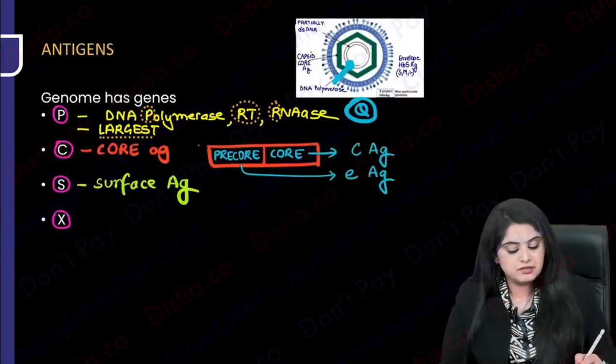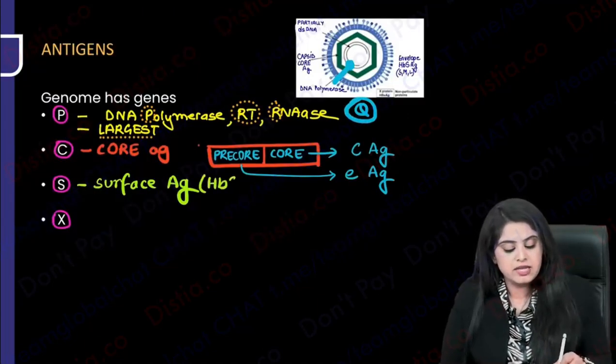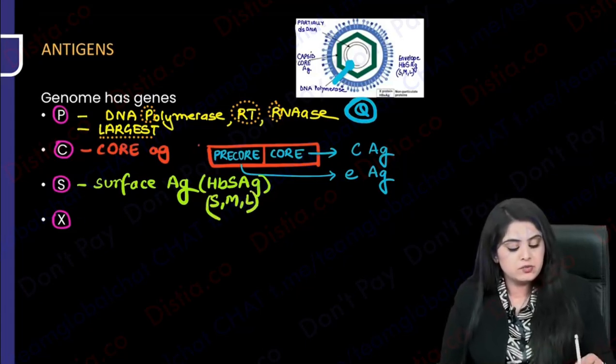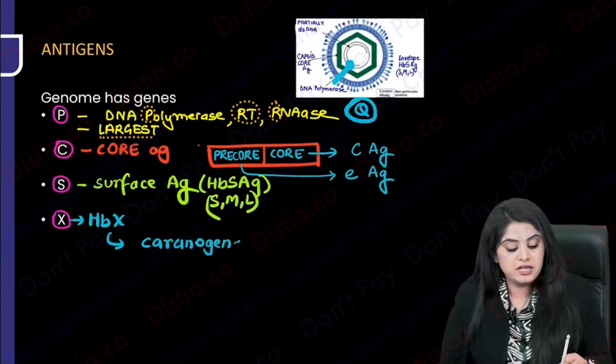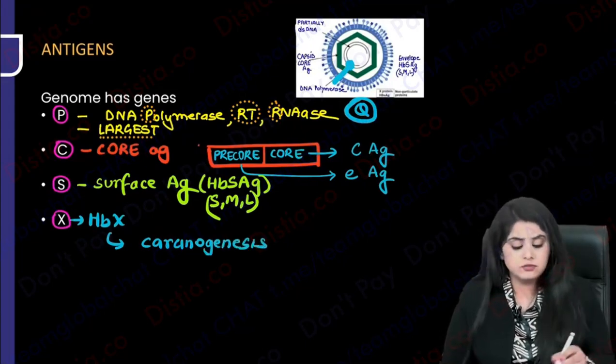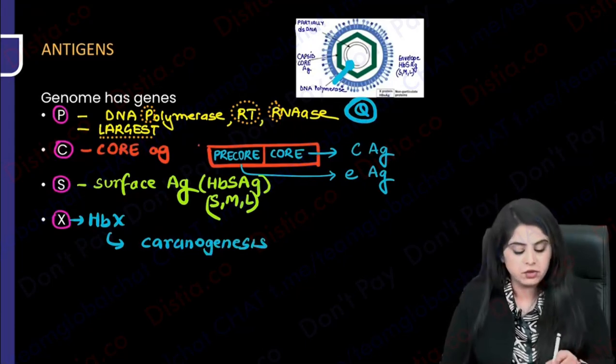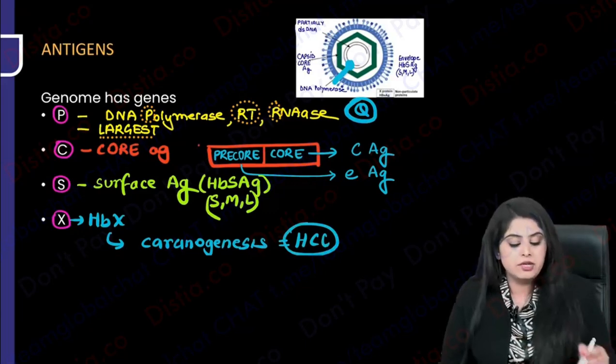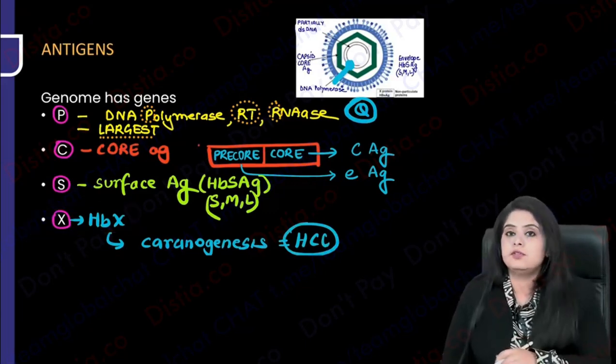So please remember the surface antigen, which you write as HBsAg, can further be of small, medium and large variety. Finally, coming to HBx, remember HBx is the one that is responsible for carcinogenesis. Many people ask me how hepatitis causes cancer. Hepatitis, liver, of course. How does hepatitis cause hepatocellular carcinoma? It is going to be HBx. The reason for it is HBx.